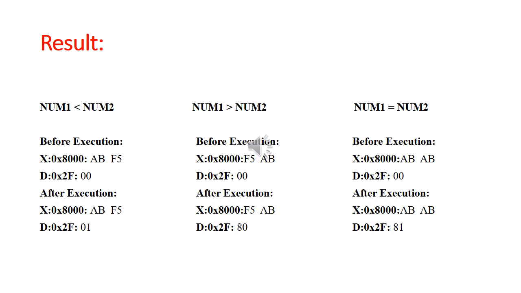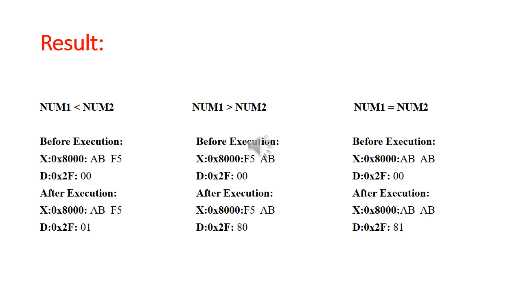Next, the second case is if num1 is greater than num2. That means in the 8000H memory location, if you have taken the data as F1, and in 8001H you have taken the data as AB. Once you execute the program, the data taken at 8000H is greater compared to the 8001H memory location. In that case, you should set the MSB bit. Setting the MSB bit gives 80H.